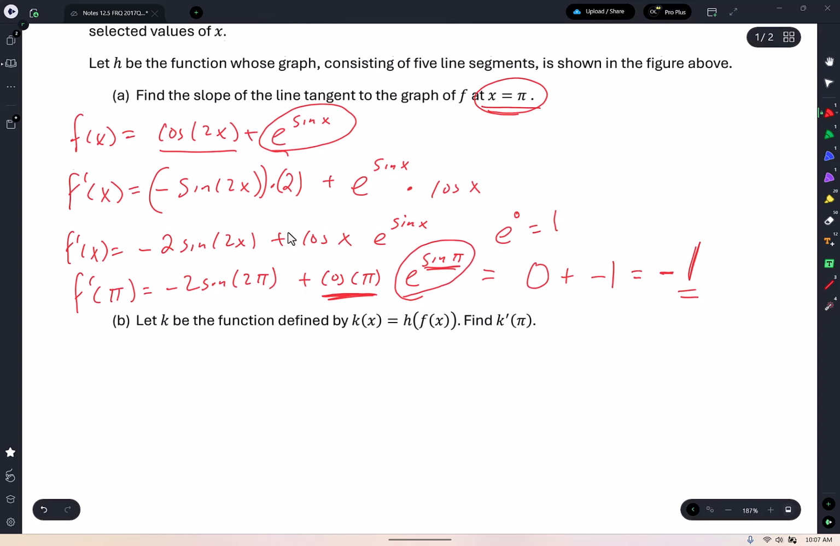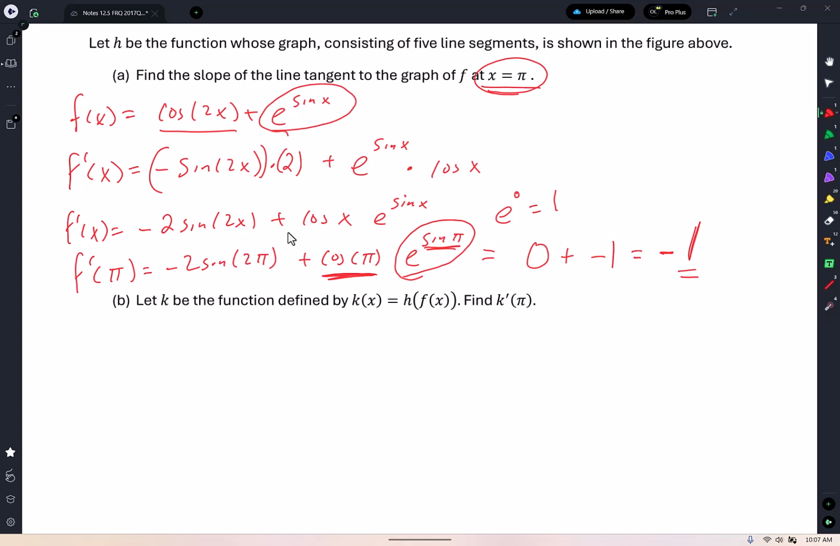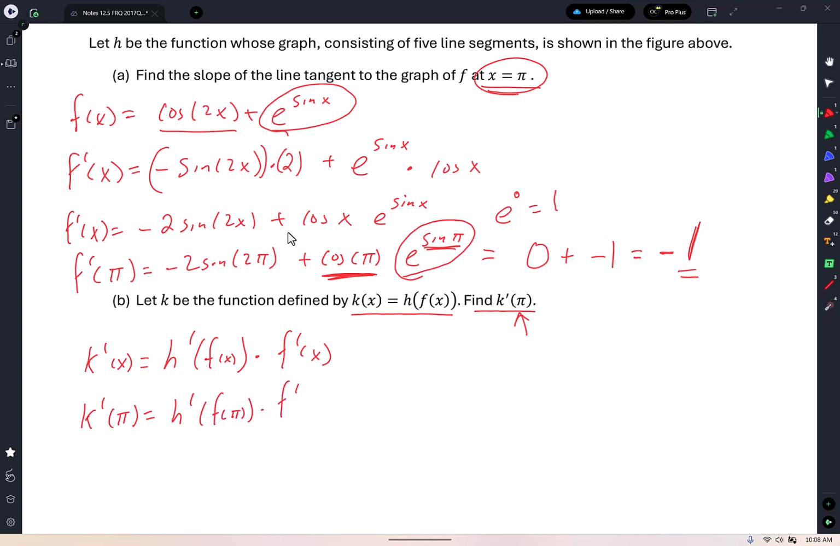All right, letter B. Let k be the function defined by, and look what it's defined by. Find k prime of pi. What are they testing that I know here? They're testing to see if I know chain rule. So I'm going to go k prime of x, before you plug in pi, you've got to do chain rule. Derivative of the outside, leave the inside alone, times derivative of the inside. That's probably worth a point. We'll find out in a little bit when we look at the rubric. Now I'm going to plug in what for x? Pi. K prime of pi equals h prime of f of pi times f prime of pi.